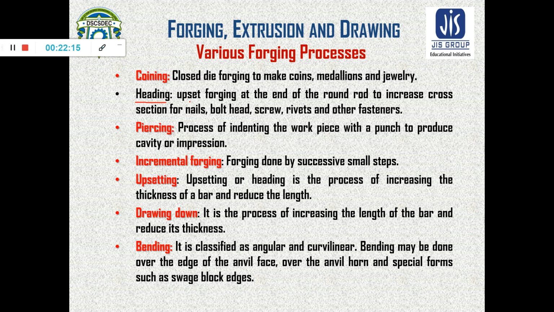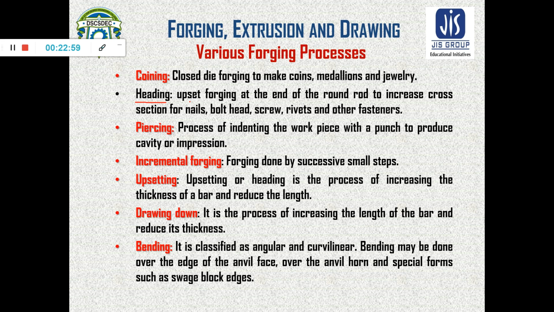When we need a forging to have a final shape, that can only be done by successive small steps of forging. These successive small-step forgings are known as incremental forging. What is upsetting? Upsetting, or heading, is the process of increasing the thickness of the bar and reducing the length. Next is drawing down. This is the process of increasing the length by reducing the thickness.